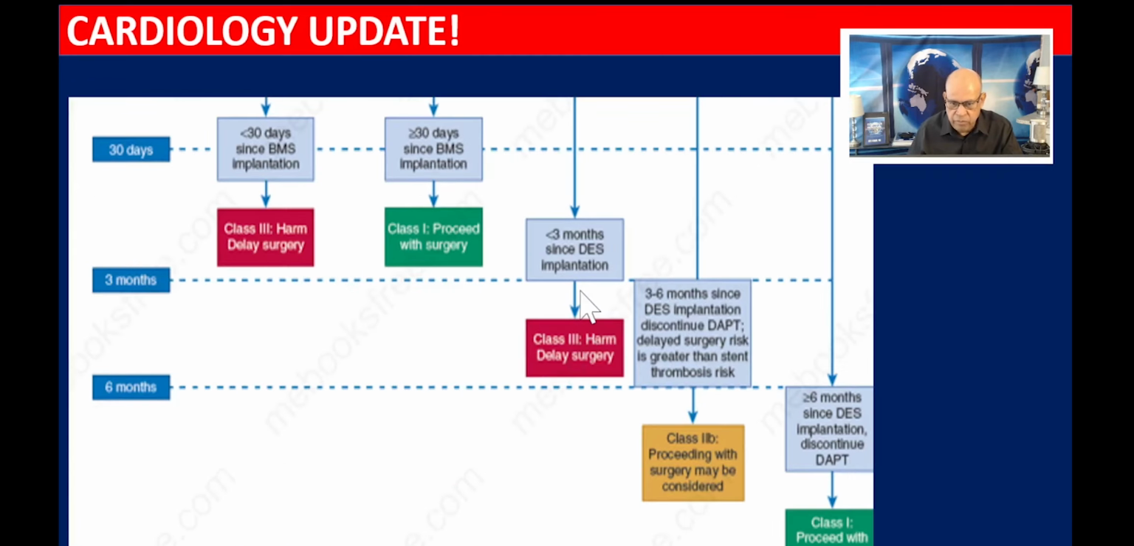Less than 3 months, it is a class 3 indication for surgery, or best thing is to delay the surgery. If it is between 3 and 6 months, it depends upon the type of surgery and the urgency. But beyond 6 months, it's a class 1 indication to proceed with the surgery by safely stopping the antiplatelet agents for 3 to 5 days in the perioperative phase.